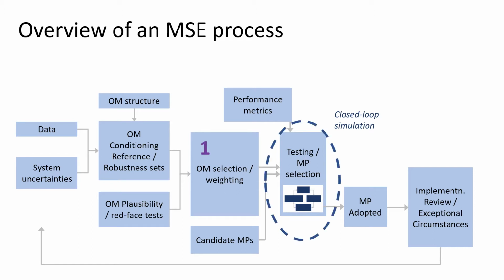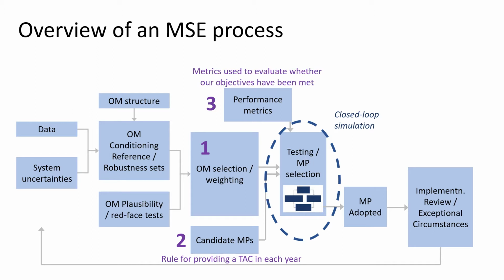First, the operating models, presented in the last meeting. Second, the candidate management procedures. These are the rules for providing the TAC advice in each year. And third, a set of performance metrics that are used to evaluate whether an MP is likely to meet the management objectives. We will briefly discuss each of these inputs in the next few slides. But first we'll have a quick recap of the closed-loop simulation process and how it is used to test the performance of the MPs.